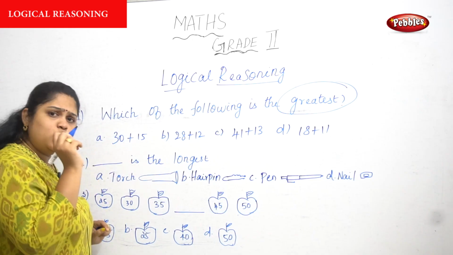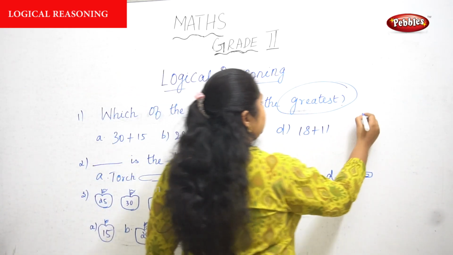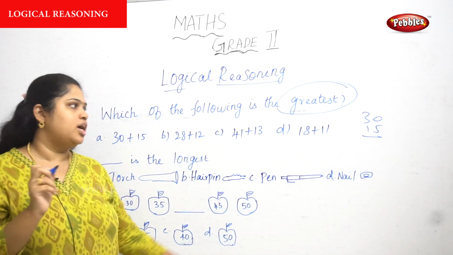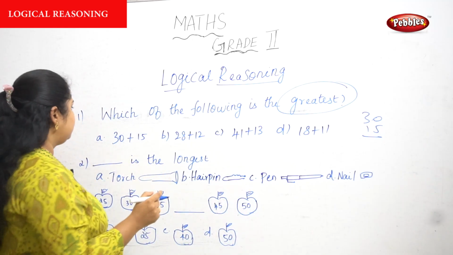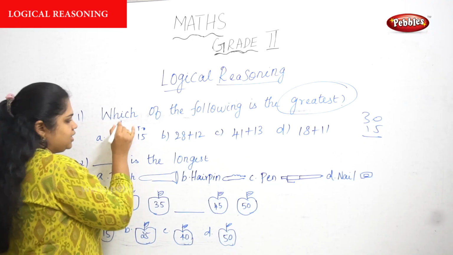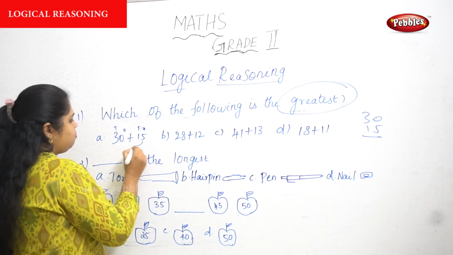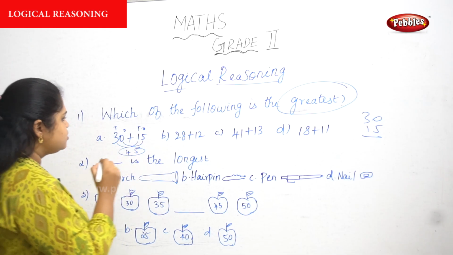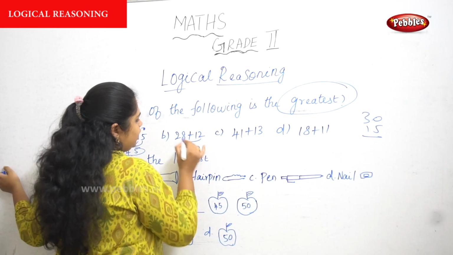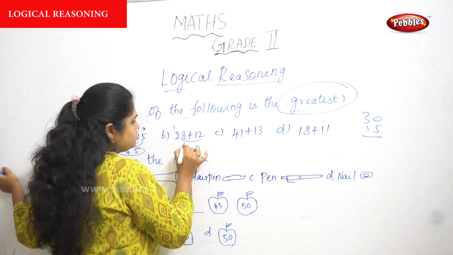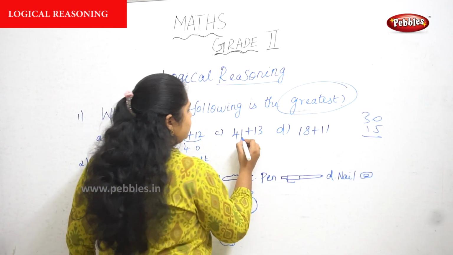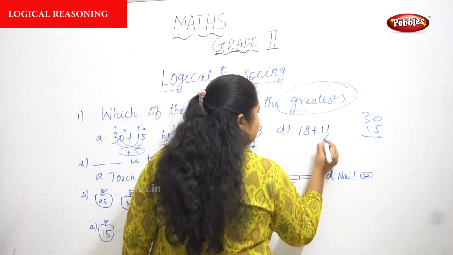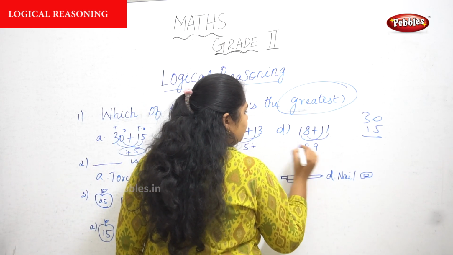Now you are grown up, so you don't need to add like this, 0 plus 5. You should add using ones and tens, isn't it, children? So 0 plus 5 is 5, and 3 plus 1 is 4, so 45. Next, 8 plus 2 is 10, carry 1, 2 plus 1 is 3, and 3 plus 1 is 4, so 40. Here 1 plus 3 is 4, and 1 plus 4 is 5, so 54. Then 1 plus 8 is 9, 1 plus 1 is 2, so 29.